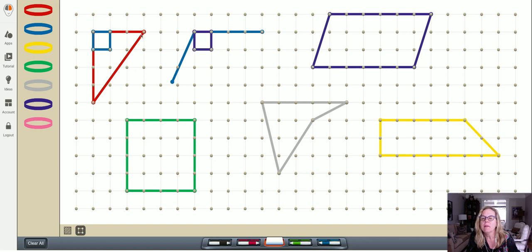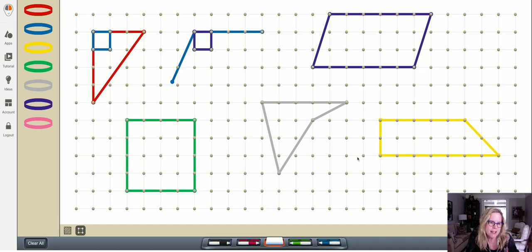Anyway, these three sides are different lengths. So not any of my sides are the same length. So I can call it a right triangle, and I can also call it a scalene, or none of my sides are the same.